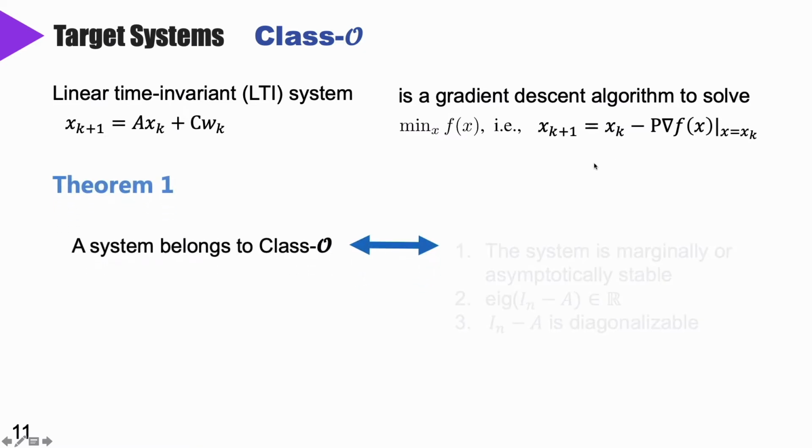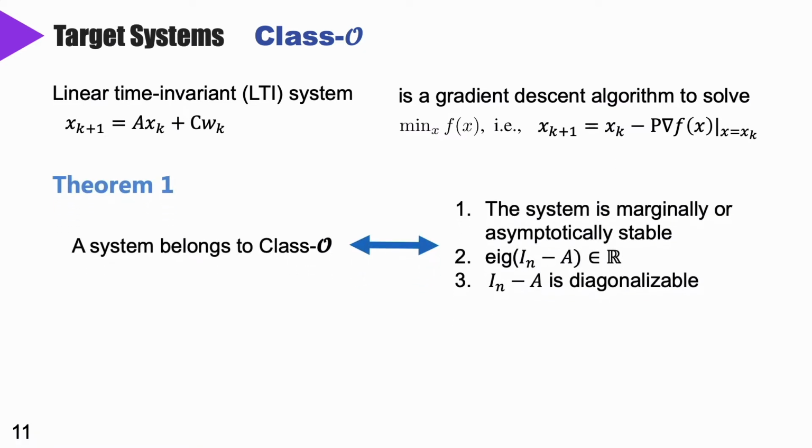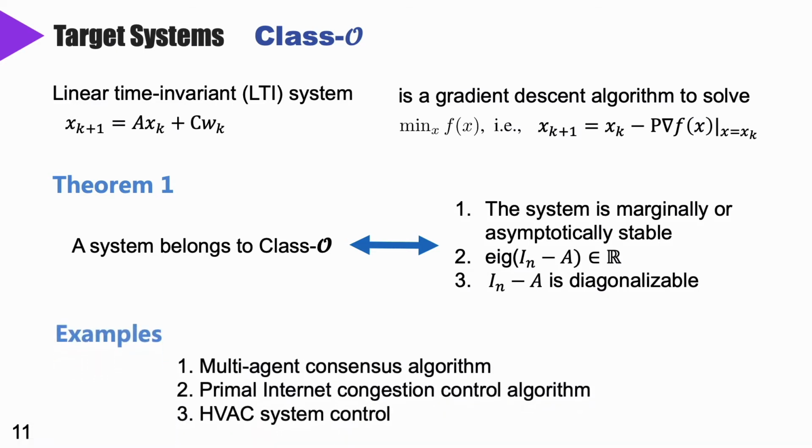We have our theorem 1. A system belongs to class O if and only if the 3 conditions are satisfied. And there are several examples, like multi-agent consensus algorithm, primal internet congestion control algorithm, and HVAC system control. They are examples that belong to class O.